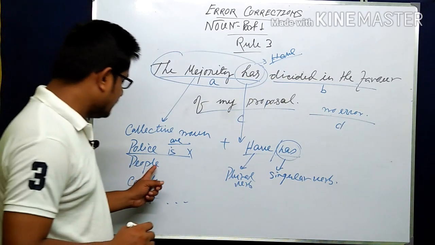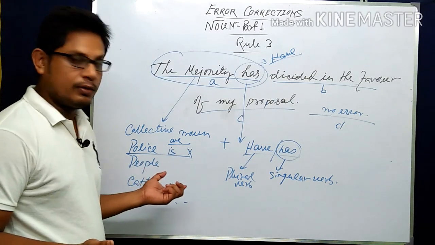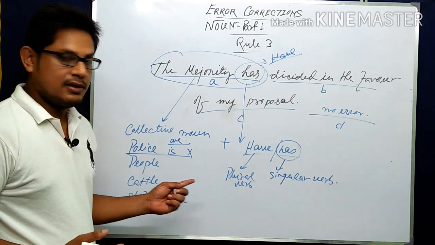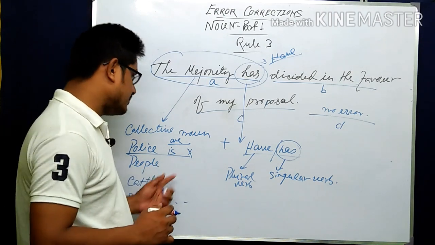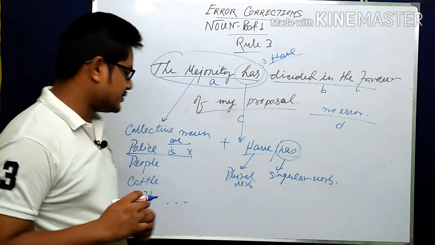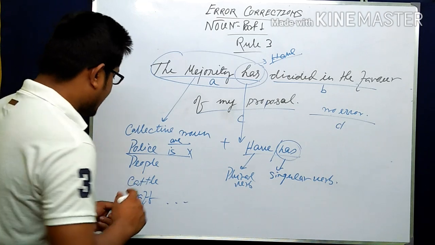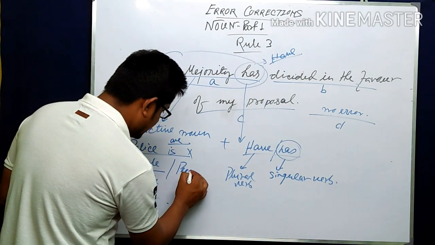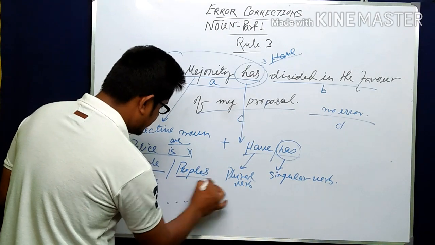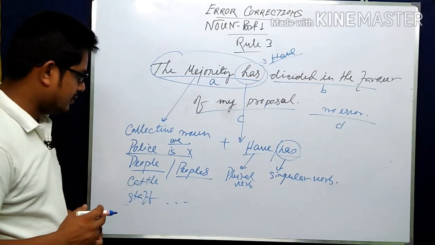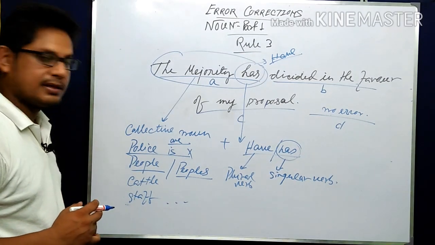Clear? Again, people, obviously we all know it, we use "people are." We don't use "people is." We use "people have." We don't use "people has." Right? Now let me give you another interesting part. See, there is "people," and we sometimes use "peoples," P-E-O-P-L-E-S. People, peoples. So maybe you are finding it interesting.